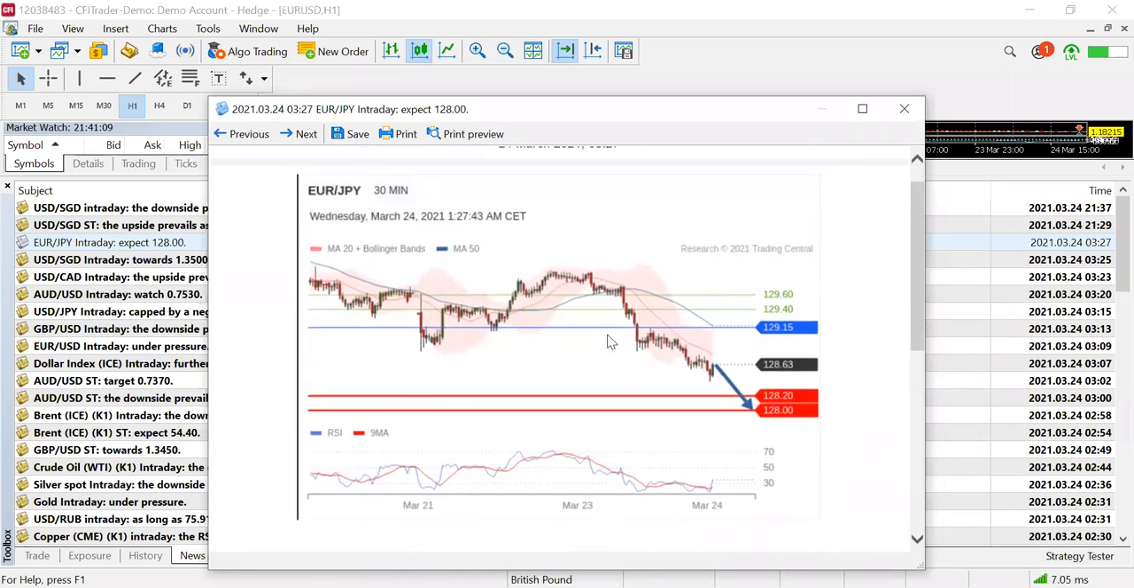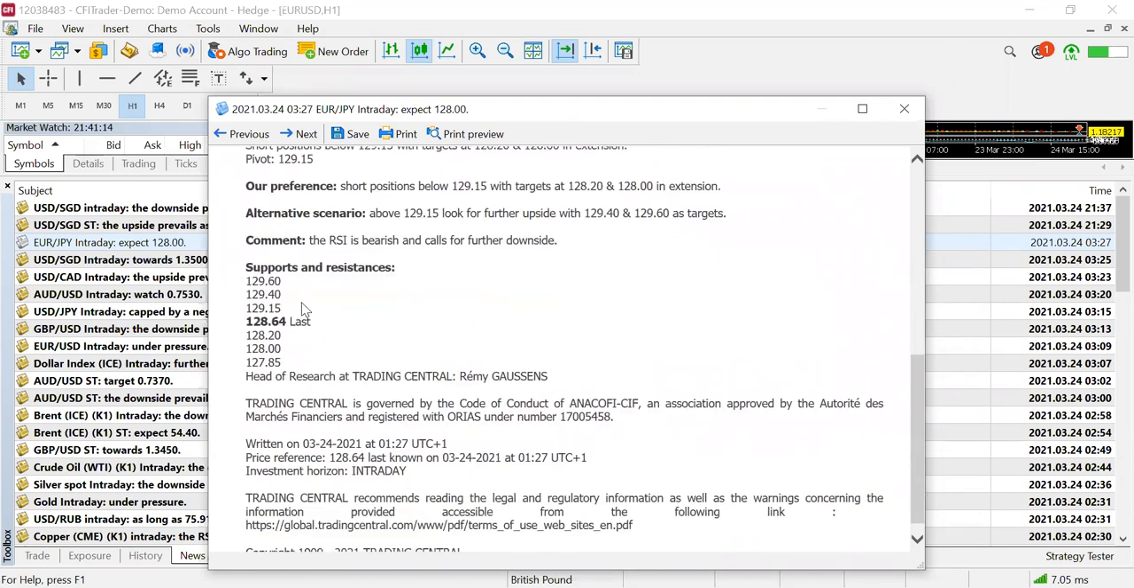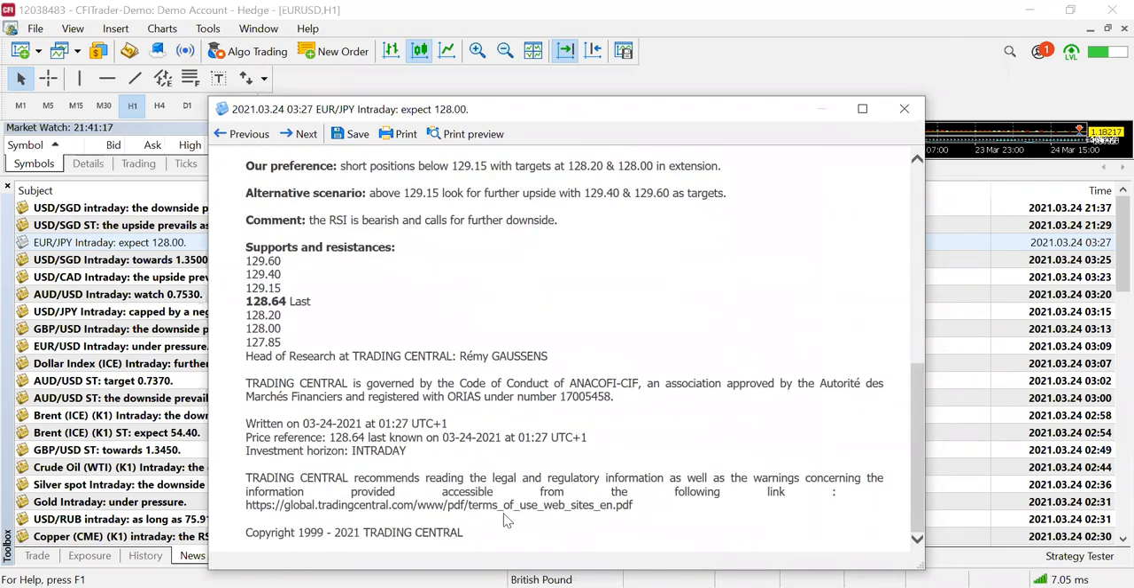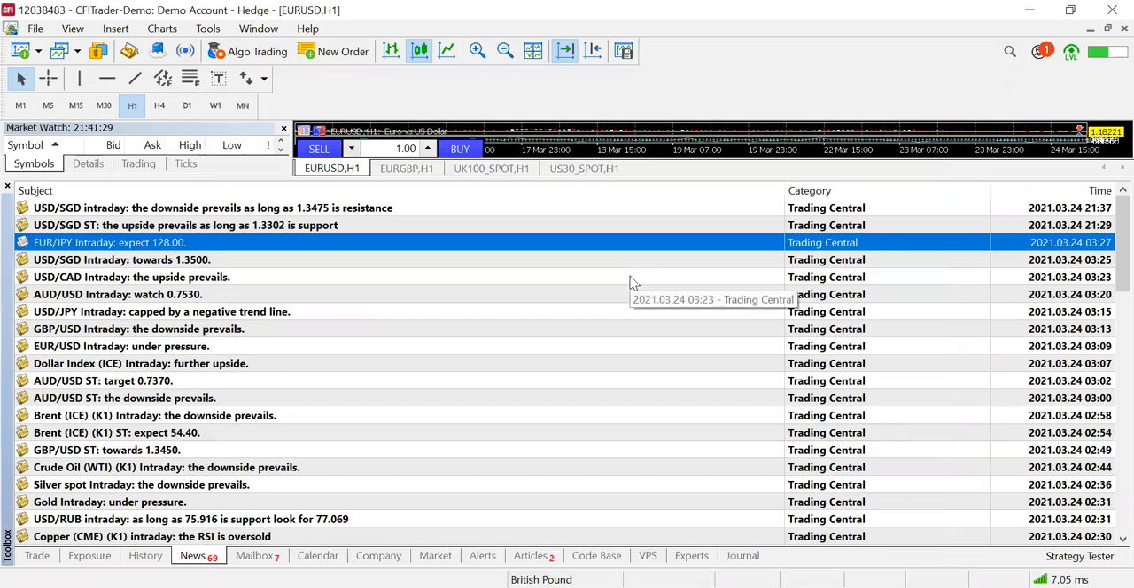As you can see here, this is a chart analysis. Here are the comments, all the support and resistance levels, and all the information as well, okay? This is what you can see in the platform, but if you go to your portal, you will have a more extensive analysis for pretty much every single instrument. And you also have the Trading Central TV, which is a live TV that is telling you everything that is currently happening in the market.